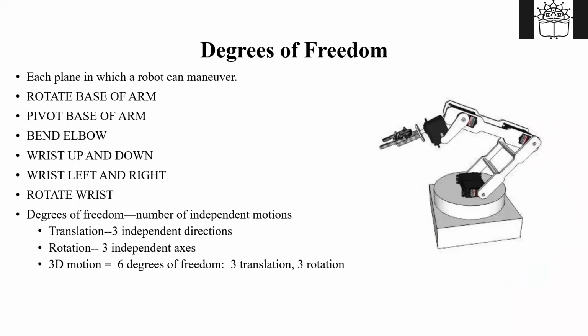Now, degrees of freedom. If you look at the figure here, this is the base of the arm, this is the bend elbow, this is the wrist. So basically, you can have 6 degrees of freedom, that is 3 translation and 3 rotation, as I mentioned earlier. Translation along X, Y, and Z axis, and rotation along X, Y, and Z axis.